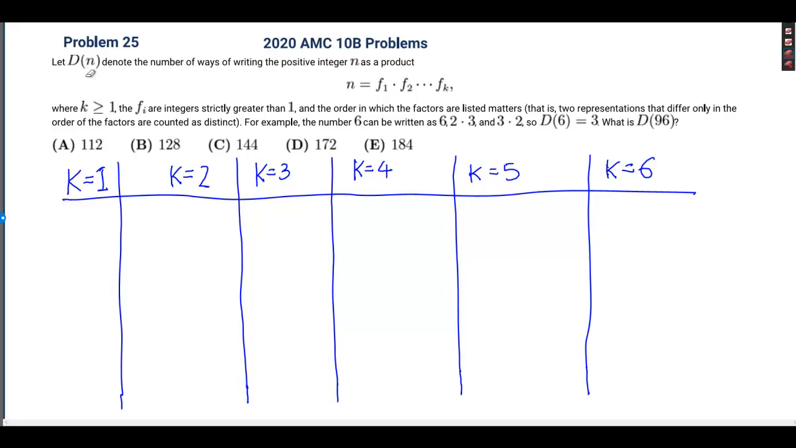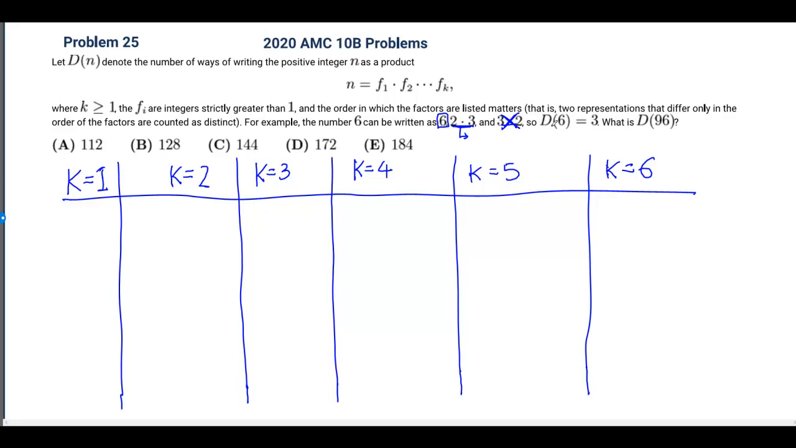The question asks for D(n). What is D(n)? The definition: if we have the number 6, you can express it with one factor, and with two factors. But these two factorizations are the same thing, because they are symmetric, so you can take a permutation: 2, 3 and 3, 2. Include this one, so you don't need to find it separately.